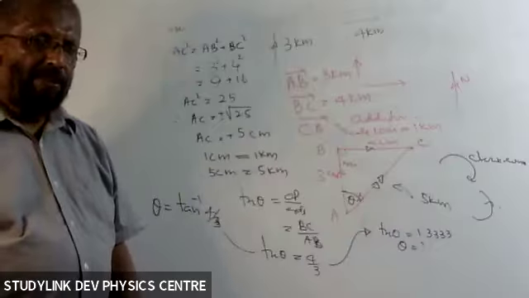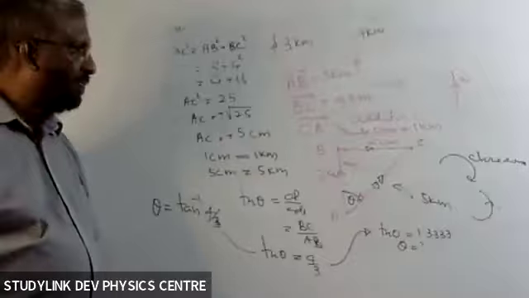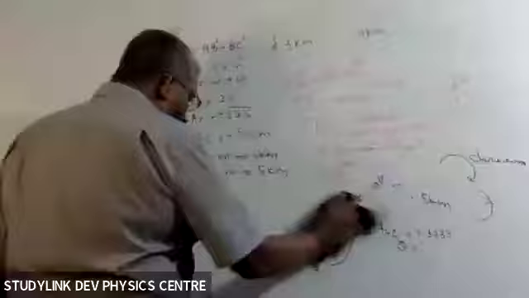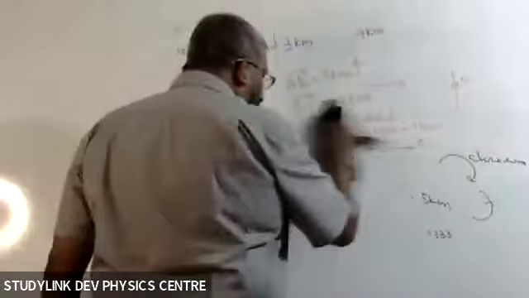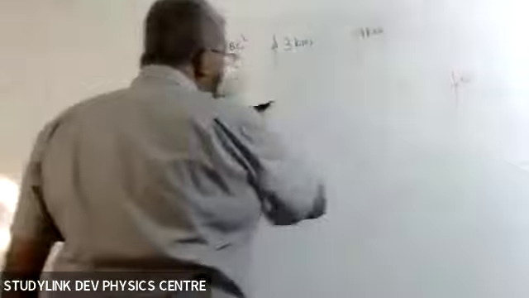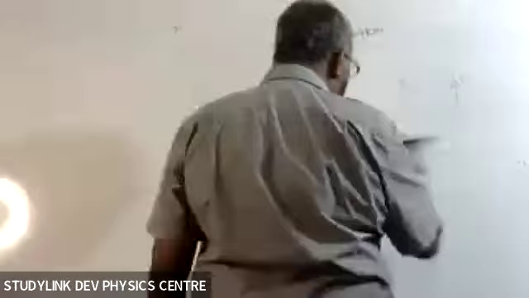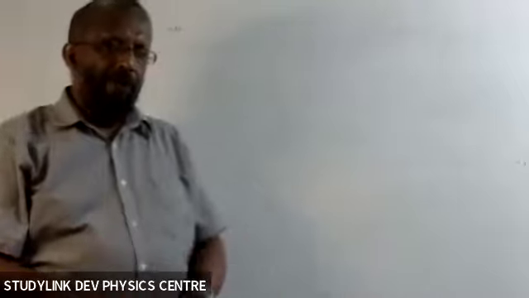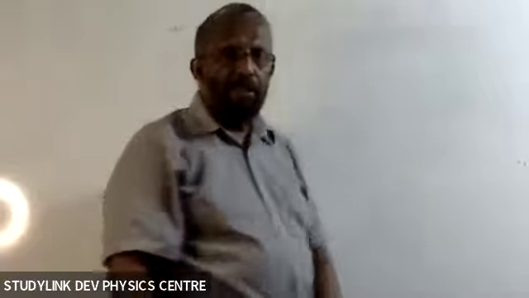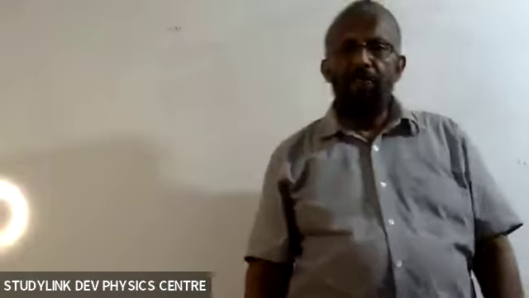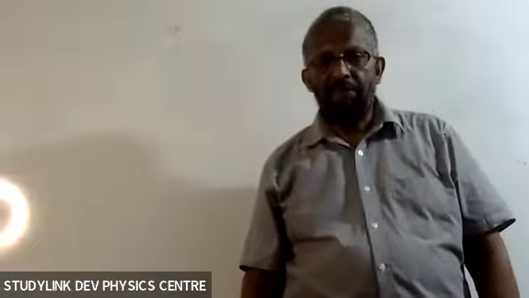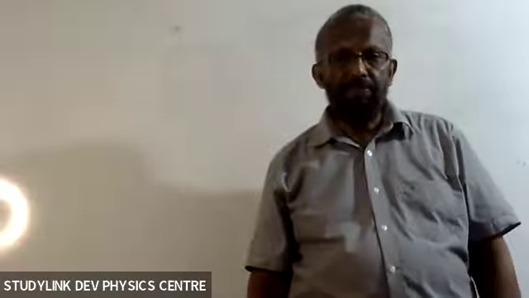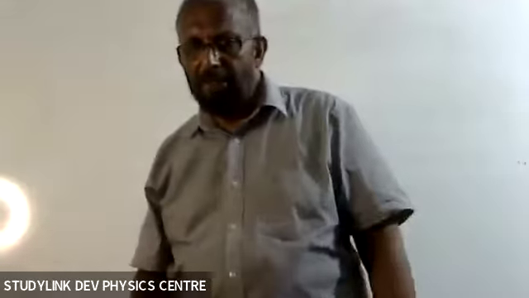I'll give you an example for that also. A child walks 400 meters towards south and then again 400 meters towards west. Find the displacement of the child.